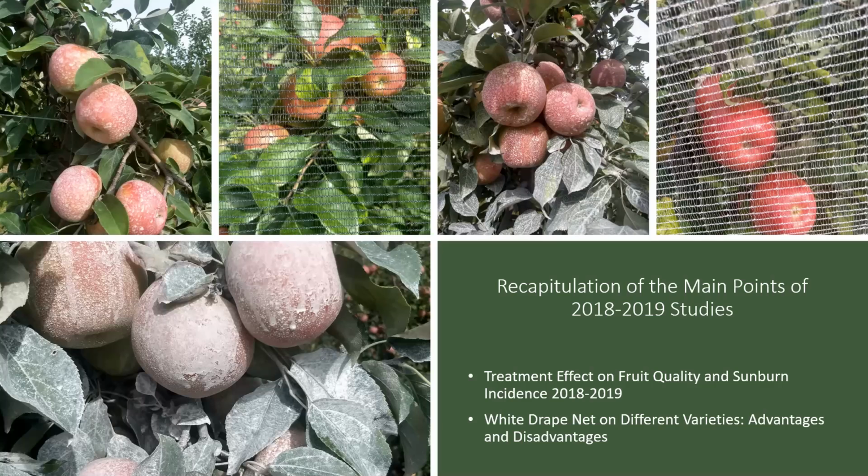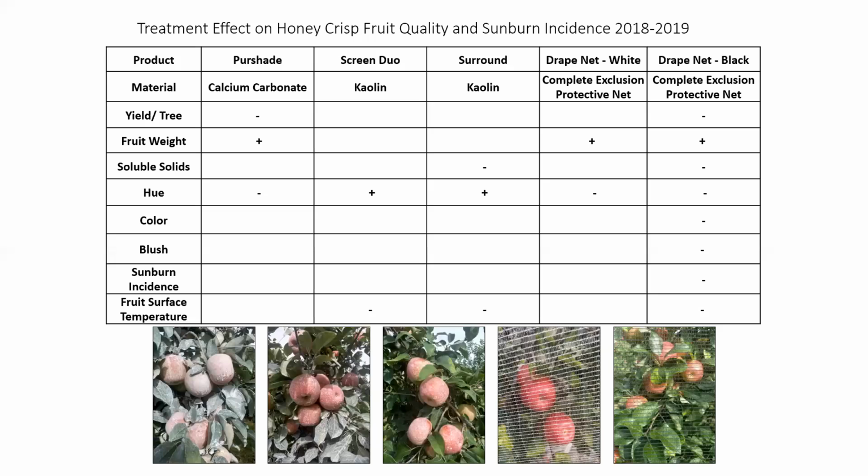First, I'm going to talk about treatment effect on fruit quality and sunburn incidence in 2018 and 2019, and then I'll briefly cover the white drape net effect on different varieties. Until now, our focus was on testing the effectiveness of the materials that contain kaolin and calcium carbonate.